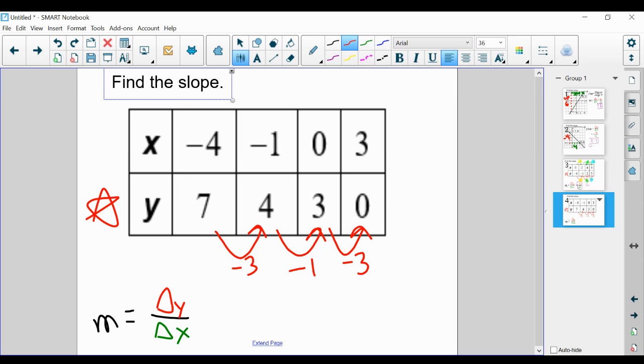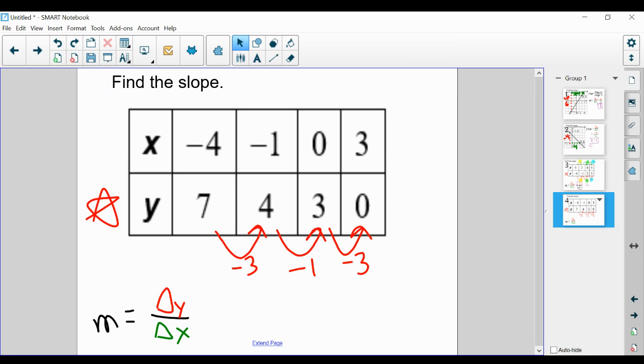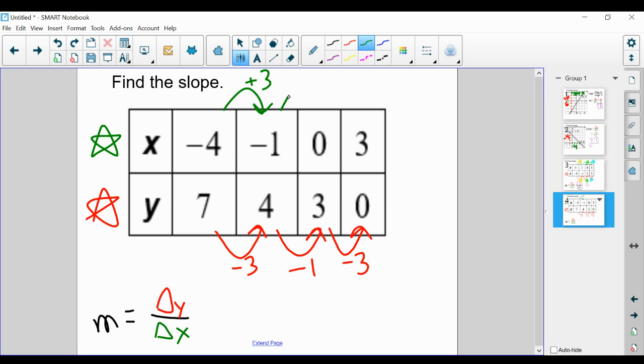So right now we can tell that something's a little bit different. Something is not right because we're not having the exact same changes. But that doesn't mean we do not know how to find our slope. We now need to find the change in our x values. And the change in x is going to be in that top row. Well, from -4 to -1, we added 3. From -1 to 0, we added 1. From 0 to 3, we added 3.